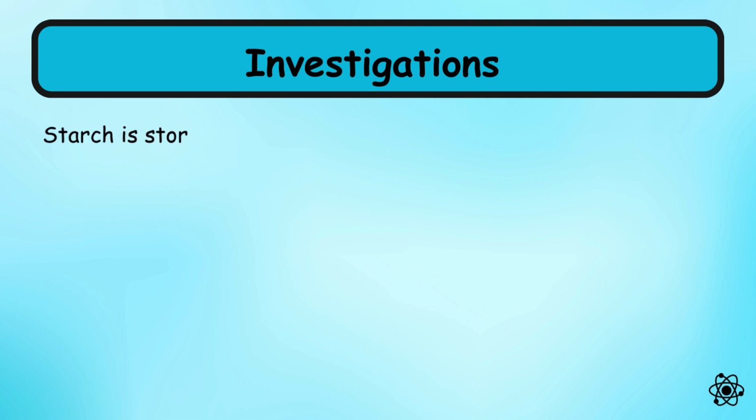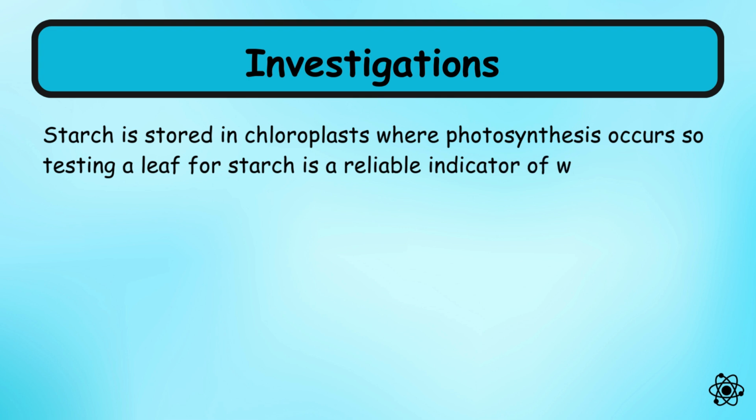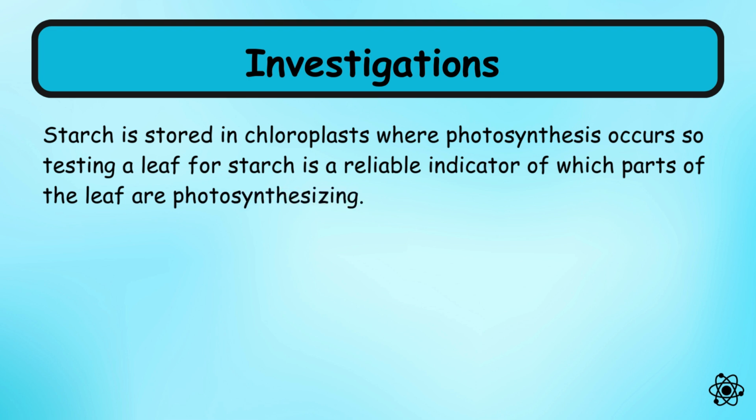Starch is stored in chloroplast where photosynthesis occurs. So testing a leaf for starch is a reliable indicator of which parts of the leaf are photosynthesizing. Although glucose is produced in photosynthesis, it is not reliable to test for it because the glucose is quickly used, converted into other substances, and transported or stored as starch.